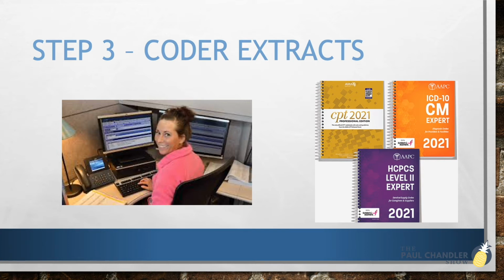So step number 3, the coder looks at the op report or the office visit or hospital visit note, extracts out certain keywords here and there, and puts those in a series of codes that go on the claim form.